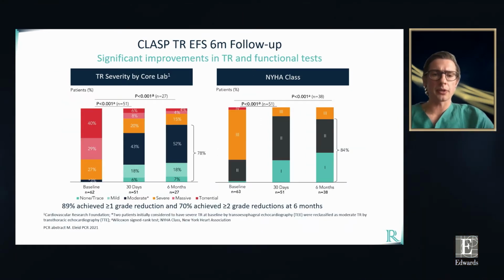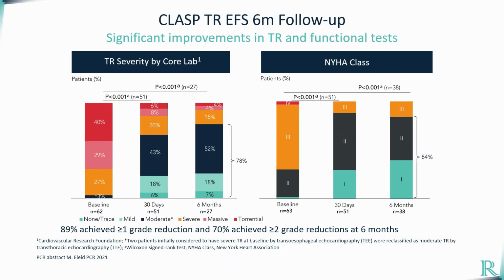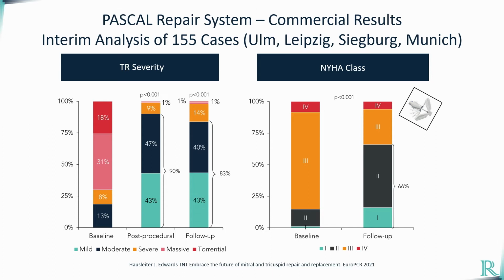We then move on to look at the 6-month follow-up results of the CLASP TR early feasibility trial. We here look, when we compare baseline to 6 months, at 27 patients, and you see that 78% of patients had a reduction to moderate or even less. And here it is important to consider that a 5-grade scheme is applied in these patients. So some had really a reduction from grade 5 to grade 2. And again, a significant and marked improvement in NYHA class in these patients.